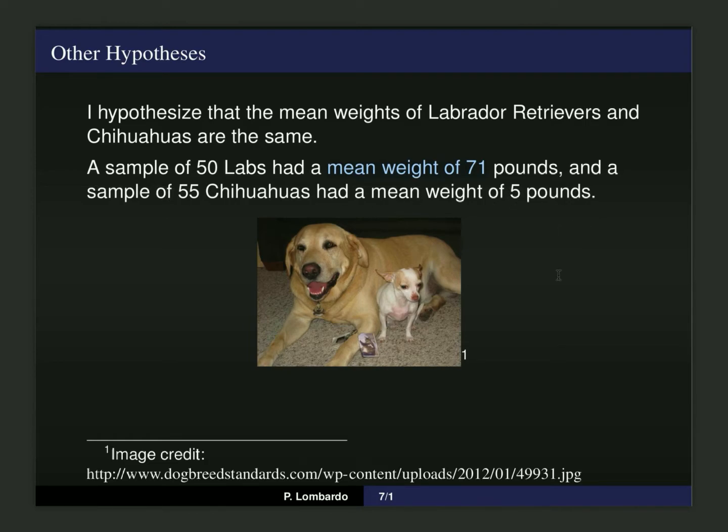Now the idea here is that if these mean weights for the samples are different enough, that provides evidence against my claim that the mean weights in the population are in fact the same. So you can see the structure of the hypothesis test that we've been working with last week reflected in this new approach for a very different type of hypothesis. Now I'm looking at population means for two different populations.